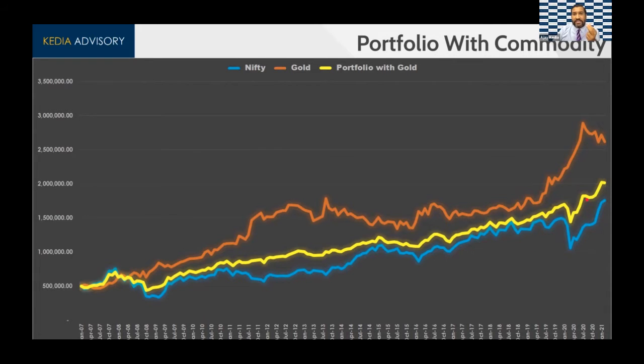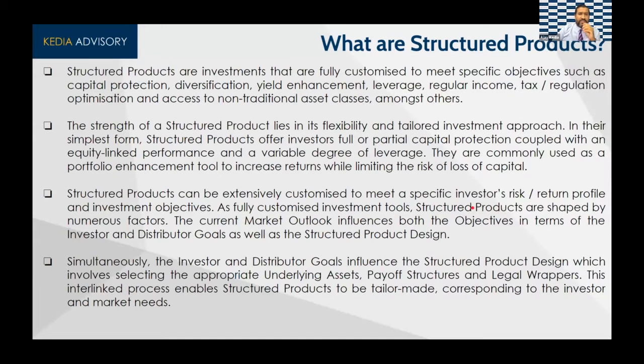So I think with a part of 30-40%, or let's say 25-30%, of commodity, let it be agri or non-agri commodity, your return will increase and your beta will decrease. Structured products are already running in the market quite a lot in India. Now slowly SEBI and the exchanges are stepping in.